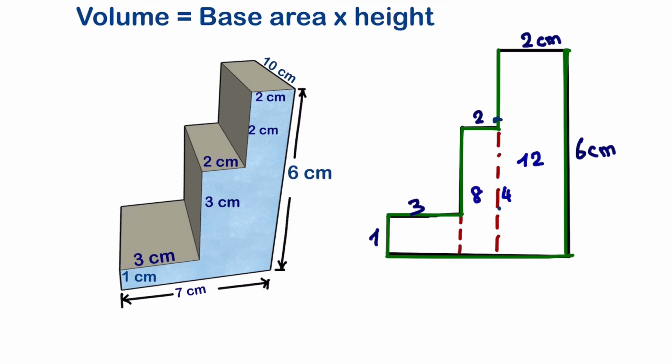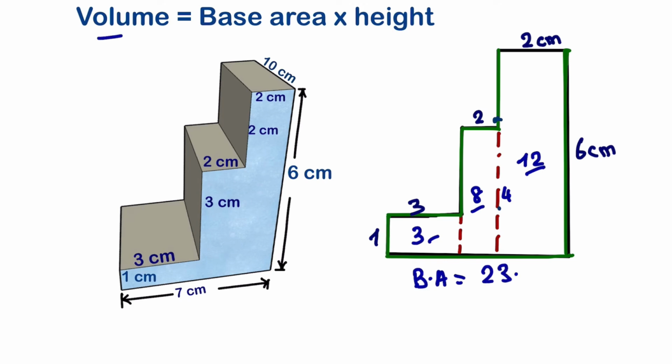And lastly, the last rectangle will be 1 and 3. So that will give us 3, 1 times 3 is 3. So we need to add them up to get the base area. The base area will be equal to, if we add 12 plus 8 is 20, plus 3, we have 23. So the base area is 23.